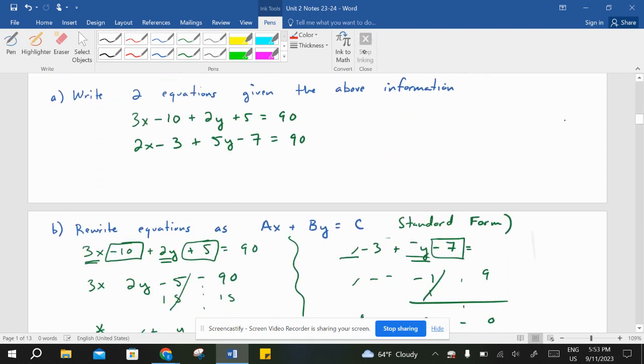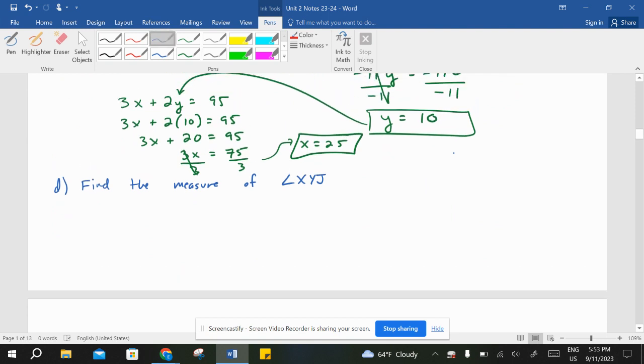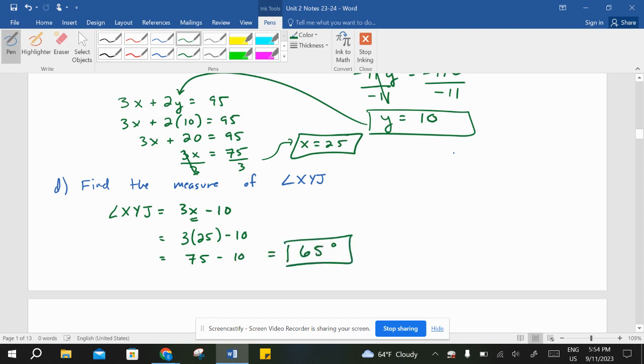Okay, so I'm going to go back down to the bottom. So I know that angle XYJ was 3x minus 10. So wherever I see x, I'm going to plug in 25, which is what I just solved. So 3 times 25 minus 10 will give you 75 minus 10, which is 65 degrees as my final answer. And that's it.